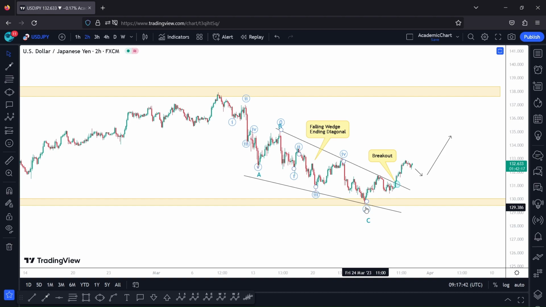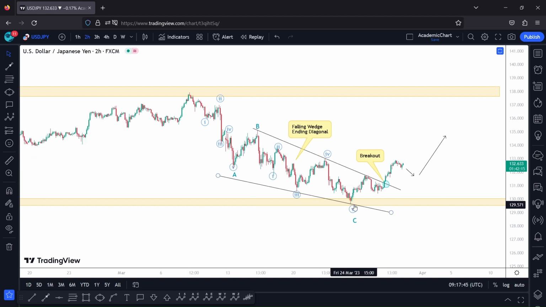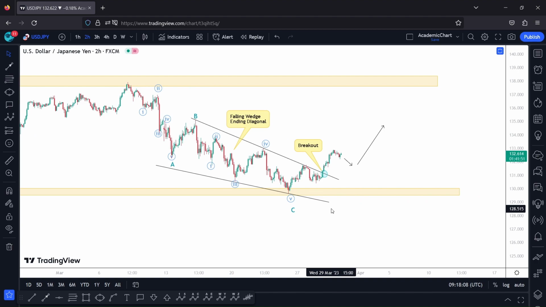But just remember, in ending diagonals the impulses are not a five wave structure but a corrective structure, which means that the A itself is ABC, the C is also an ABC, and the fifth wave also has the form of an ABC. All of this says that this ending diagonal just finished its bearish momentum to the 78% as we discussed, and is also creating the form of a falling wedge, which is another indication of the reversal.